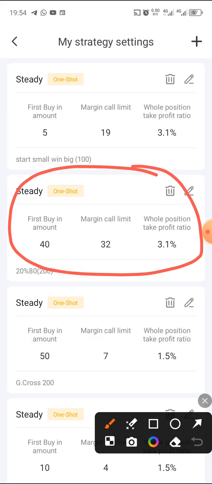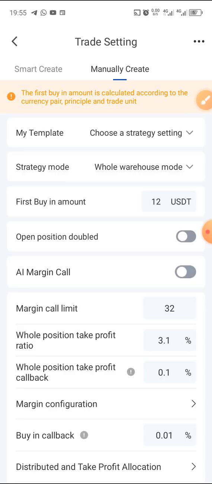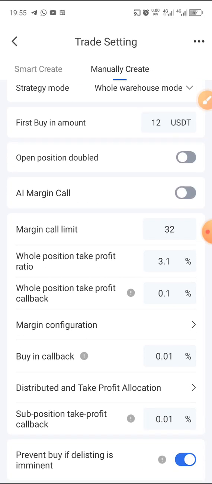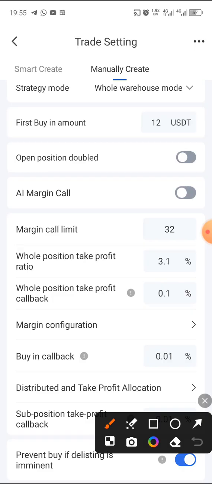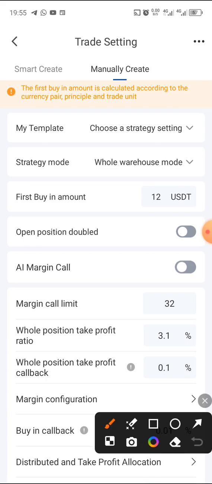The people using $200 and above. You come, tap there once, and the strategy is already applied. You see the number of margin call limits from 7 to 32, our take profit, the one we set, and others. So in this case, most of the time the first buy-in amount changes.